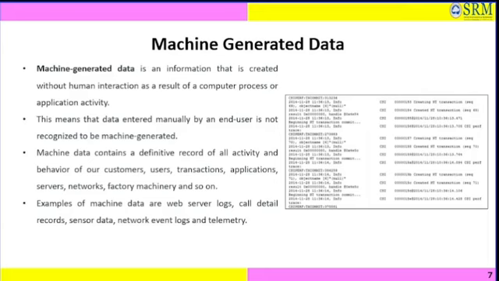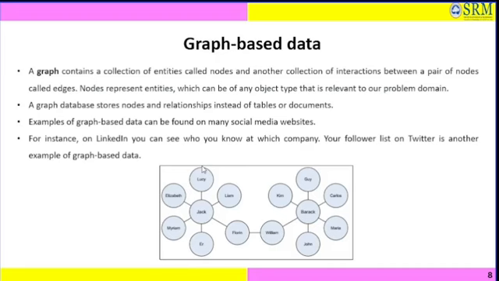Then, machine generated data. It is information that is created without human interaction as a result of a computer process or application activity. This means that data entered manually by an end user is not recognized to be machine generated. Machine data contains a definitive record of all activity and behavior of our customers, users, transactions, applications, servers, networks, factory machineries, and so on. Examples of machine data are web server logs, call detail records, sensor data, network event logs, and telemetry.